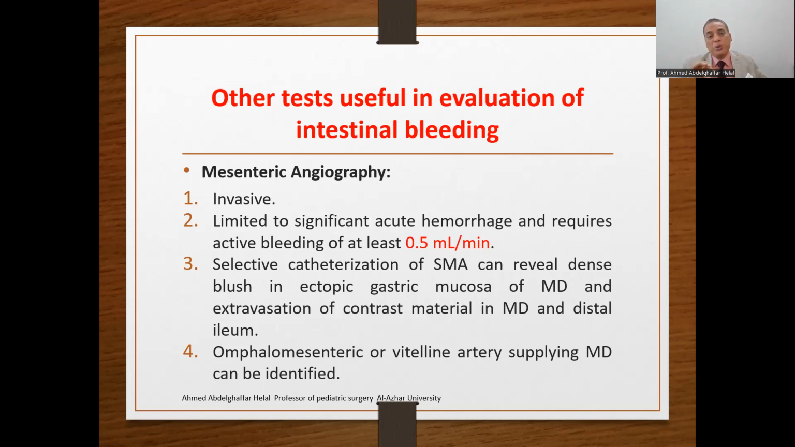So to use mesenteric angiography, you need active bleeding of at least 0.5 milliliters per minute, unlike the technetium. In the scintigraphy with the technetium, you will search for the ectopic mucosa. You don't require the presence of active bleeding. Number three, the omphalomesenteric or vitelline artery supplying the Meckel diverticulum can be identified with mesenteric angiography.